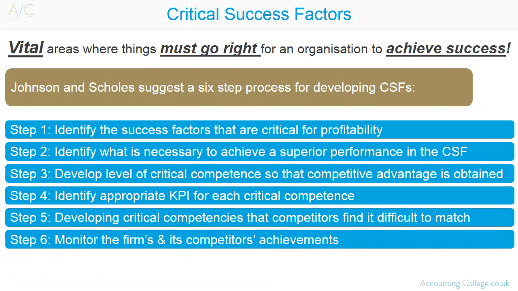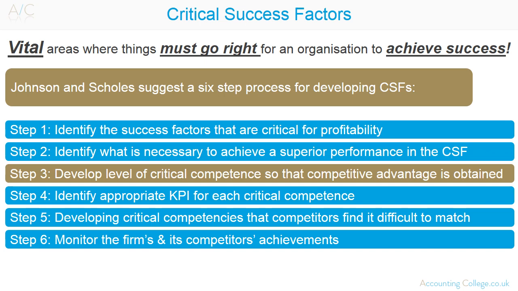Johnson and Scholes suggest a 6-step process for developing critical success factors. Step 1. Identify the critical success factors that are critical for profitability. Step 2. Identify what is necessary. By this we mean the core competencies in order to achieve a superior performance in the critical success factors.